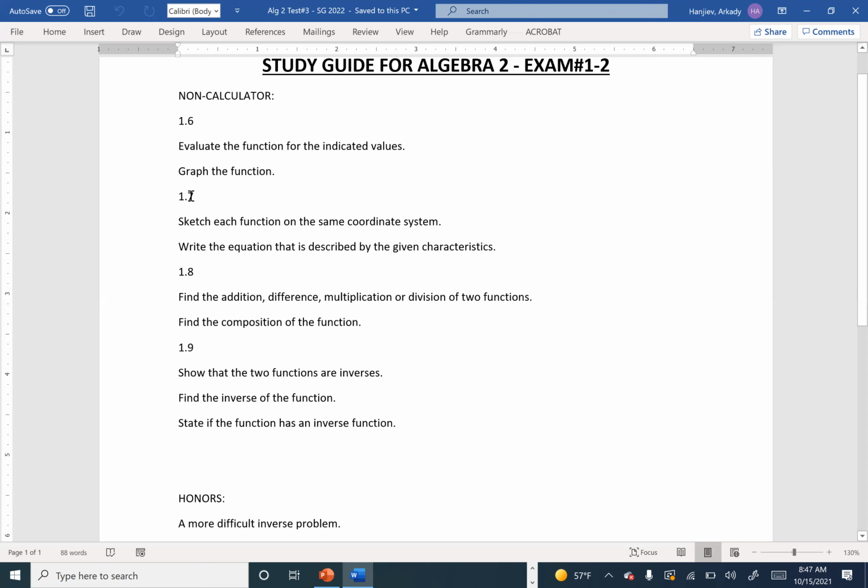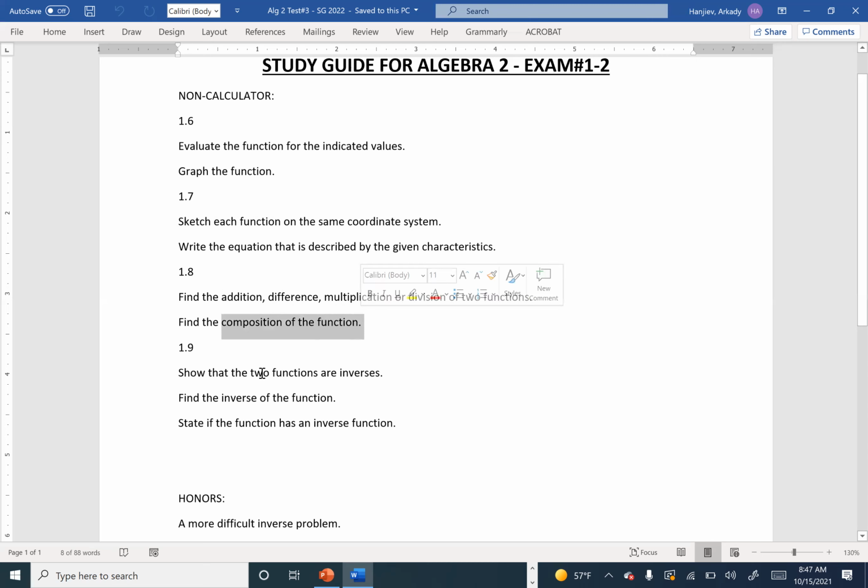All right, the 1.7 is now the fun part. This is where we sketch the function on the same coordinate and we start moving things around, right? The transformation: stretching, vertical or horizontal, compression, vertical, horizontal, reflections, or shifting. Any of those. And then 1.8 we covered last time. We can add, subtract, multiply, and divide functions. We can also compose them.